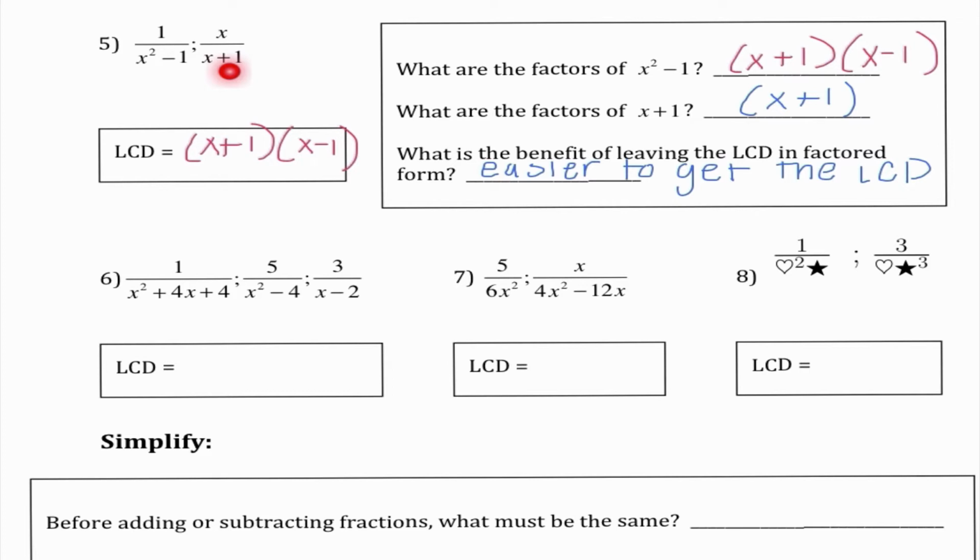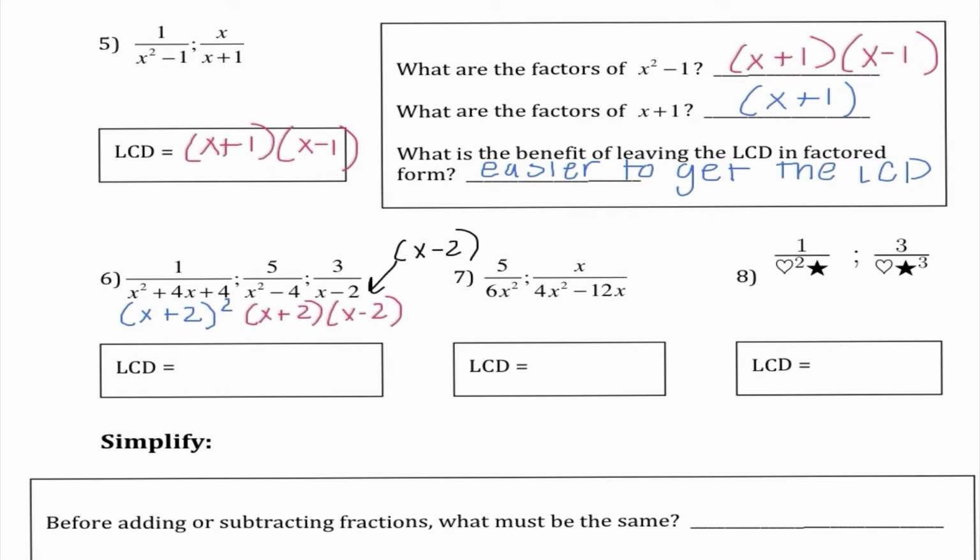So now we're going to go through number 6. Number 6, I'm going to have to factor both of these. And x squared plus 4x plus 4 is x plus 2 times x plus 2, or x plus 2 squared. X squared minus 4 is x plus 2 times x minus 2. And then x minus 2 is just x minus 2.